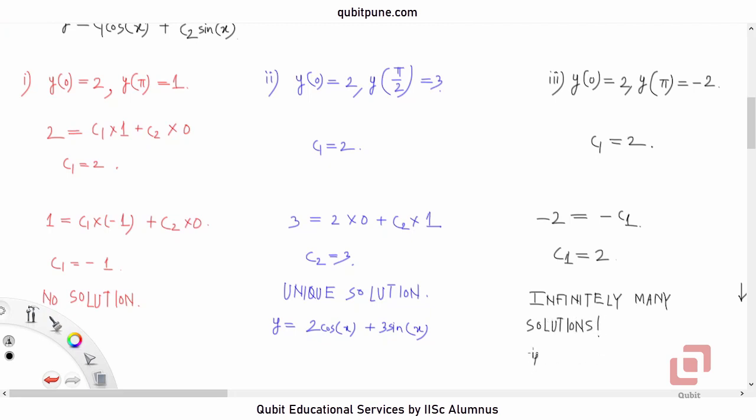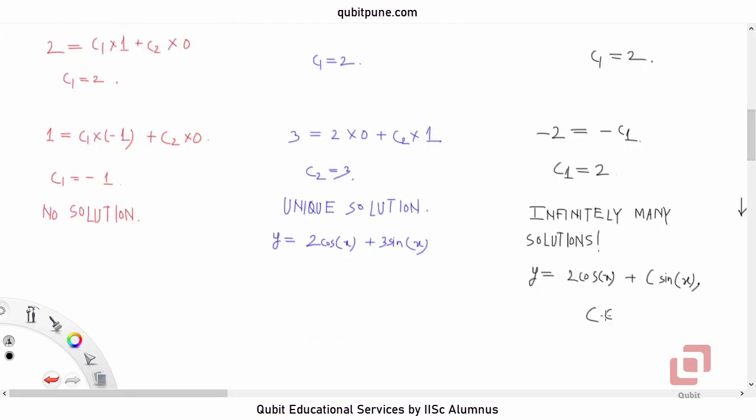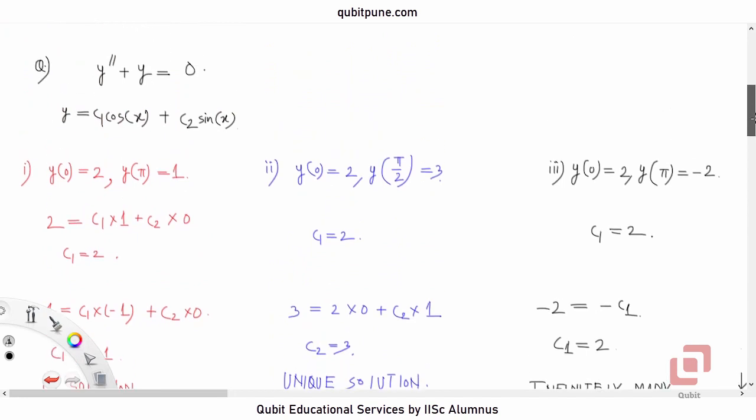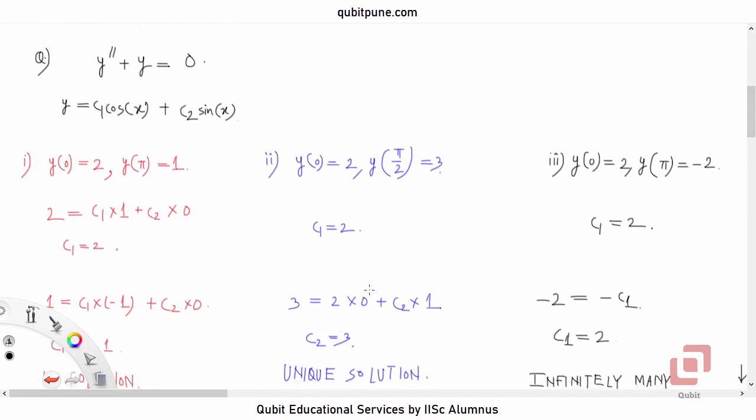And the solutions are y equal to 2 cos x plus c sin x, where c can be any real number. Okay, do you understand this? How can a boundary value problem have no solution, a unique solution, and infinitely many solutions?